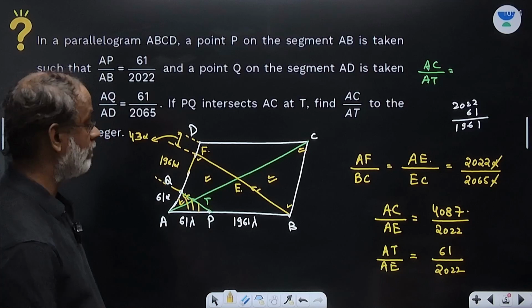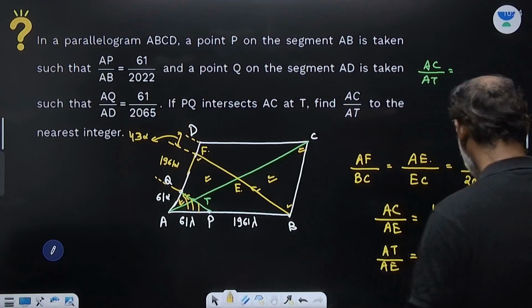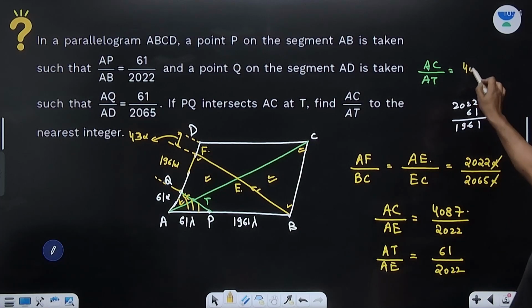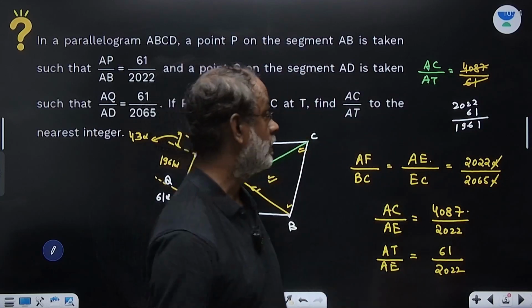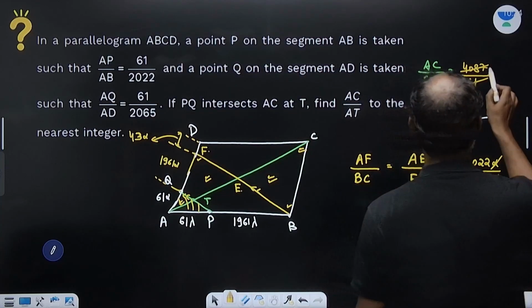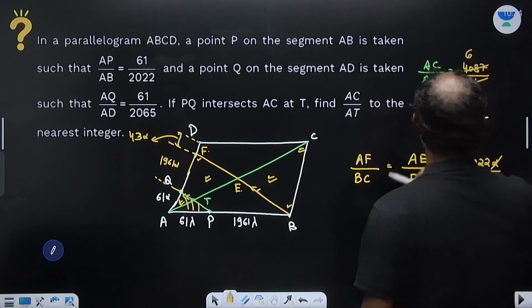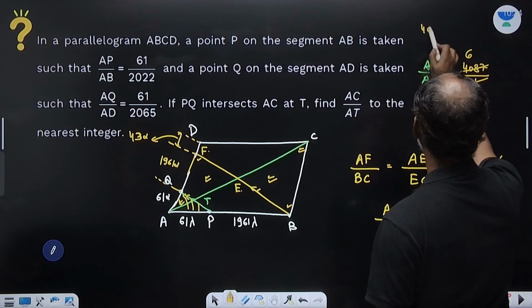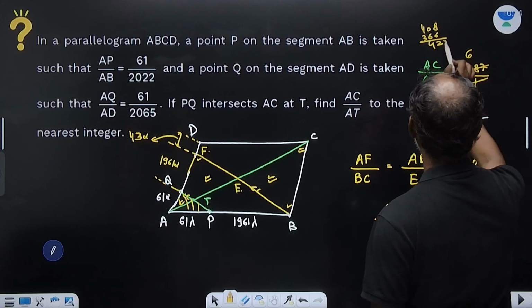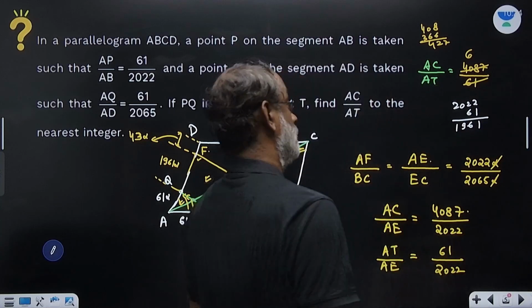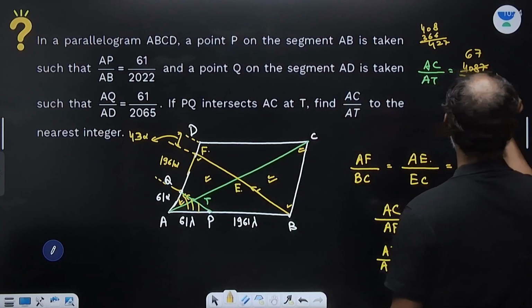Okay, this triangle and this larger one ABF, they are similar triangles. Now, we have to find AT by AC or AC by AT. So, it is basically nothing but 4087 upon 61. So, the nearest integer, 61, we can say 408. So, 6 is 36, 366, isn't it? So, 408 and 366 to 427 is, in fact, it is an integer in itself. The answer is 67.